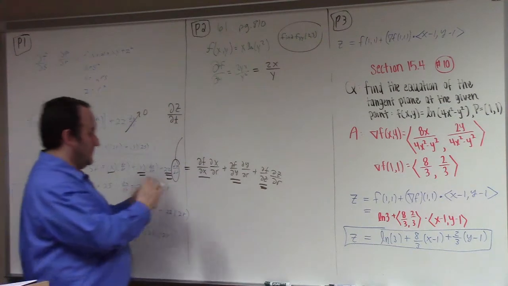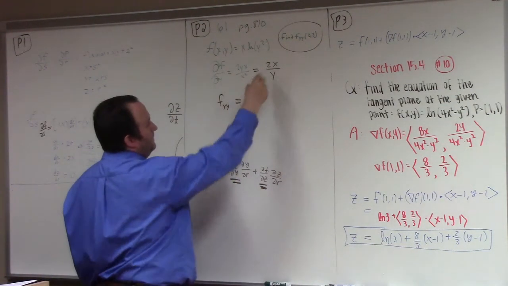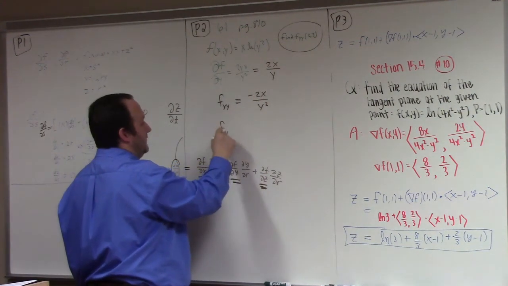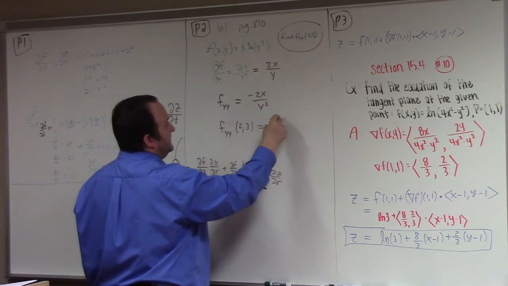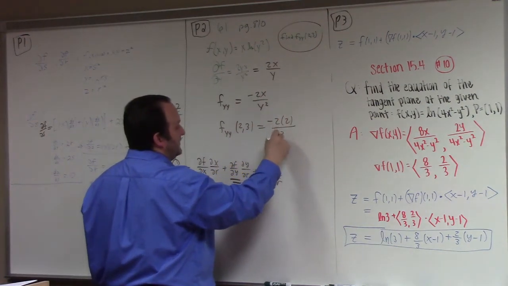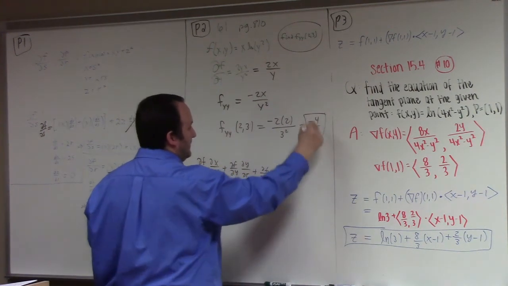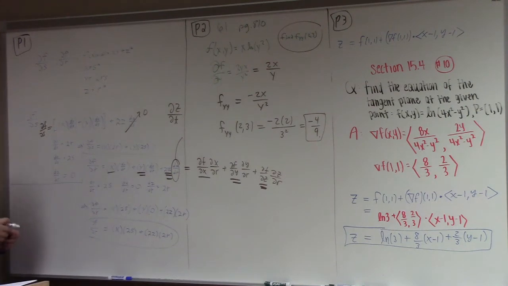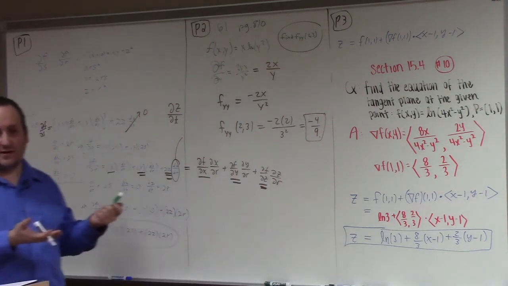Won't take long. So what's f_yy? Minus 2x over y squared, right? So f_yy at the point (2, 3) is minus 2 times 2 over 3 squared, otherwise known as minus 4/9. See, there you go. Any questions? You guys break in if you have questions.